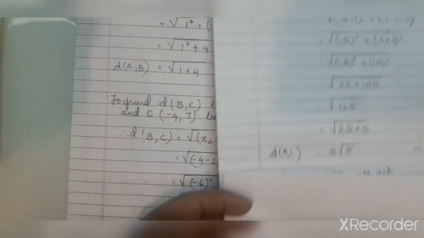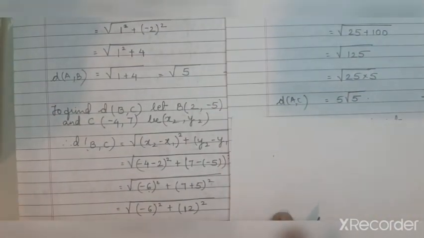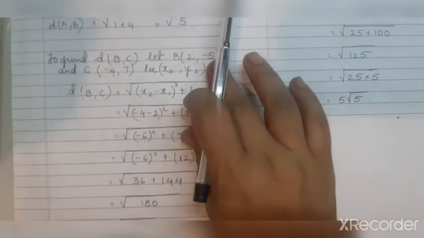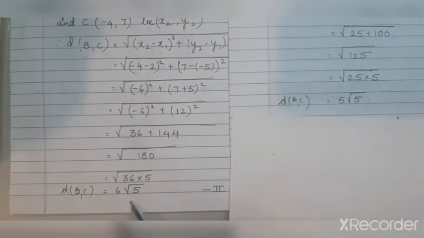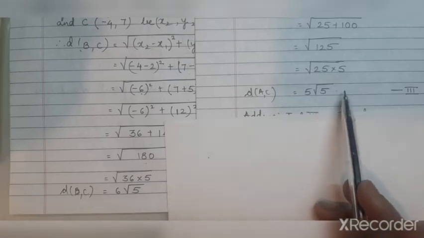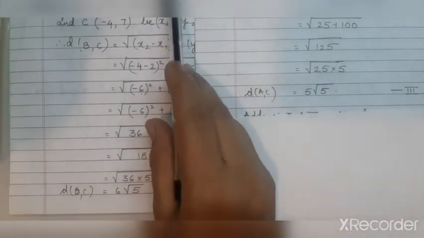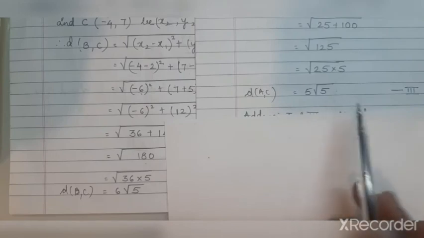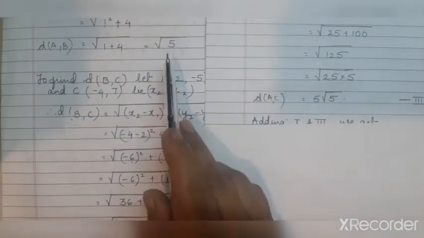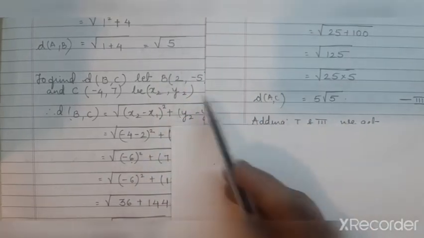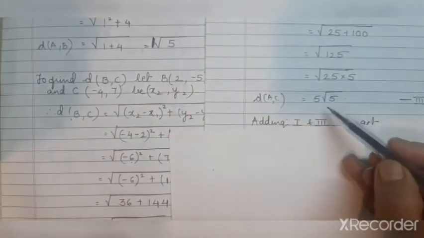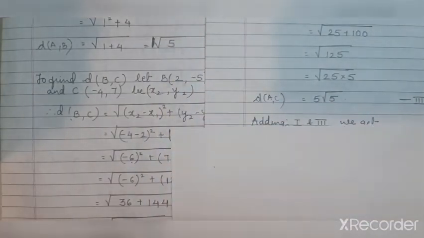Now if you go back, you will find that distance AB we had found is root 5. Distance BC we had found is 6 root 5. And distance AC we have found is 5 root 5. Now 5 root 5 and root 5 is 6 root 5. Because nothing is in front, it is 1. So 5 root 5 and 1 root 5 is 6 root 5.